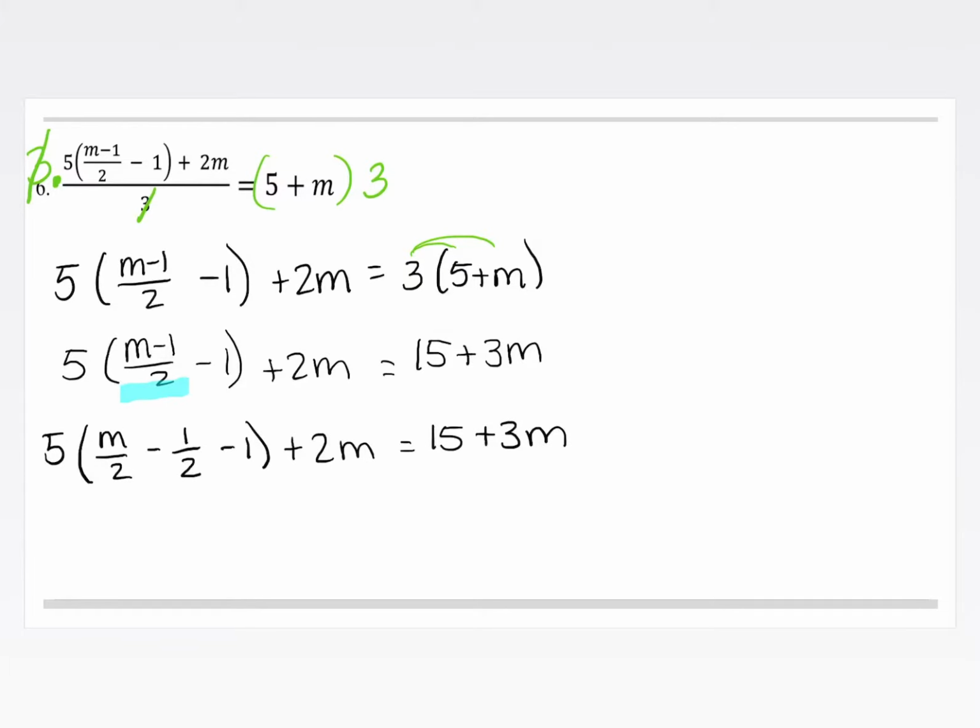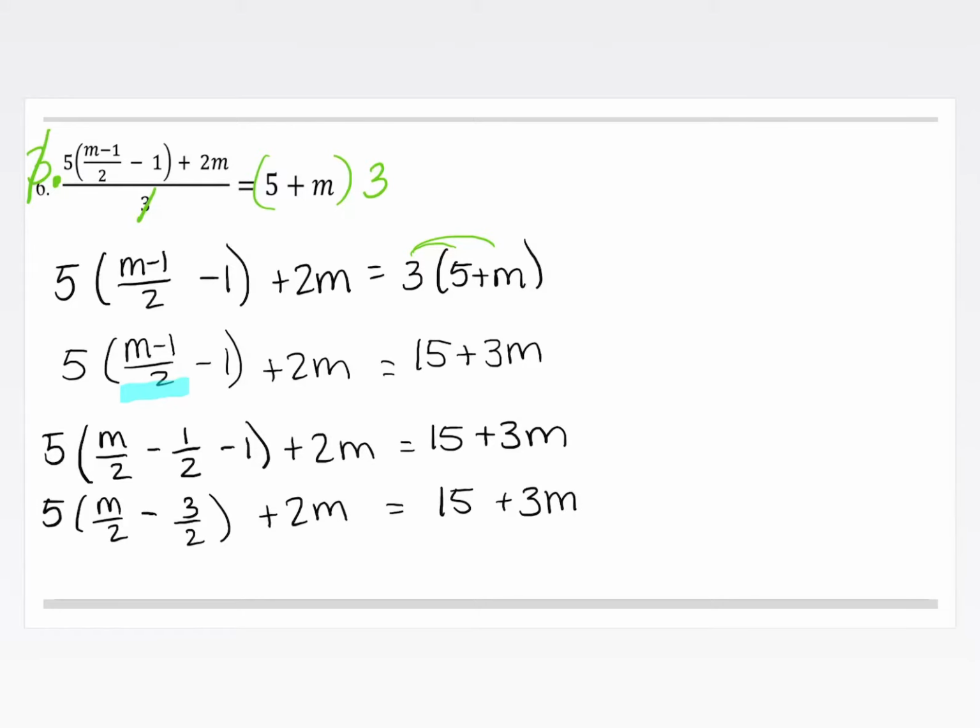So I can apply the distributive property, and I can also combine like terms in our parentheses first. So this is going to change to 5 times (m over 2. Now negative 1/2 minus 1, same sign, so we're going to add it, which gives us negative 3/2) plus 2m equals 15 plus 3m.